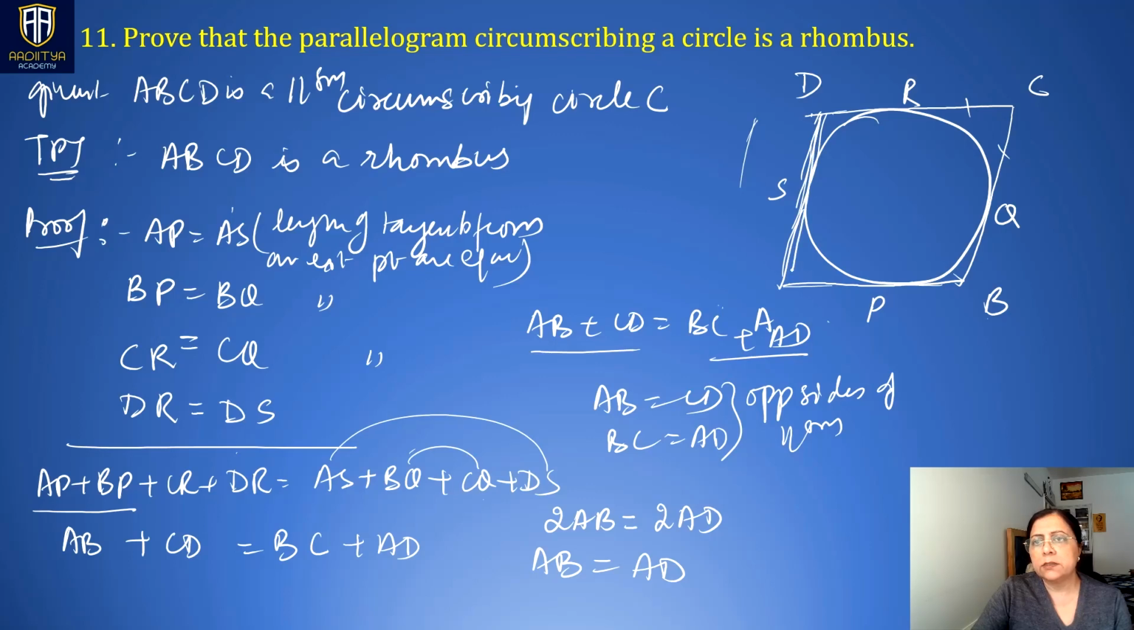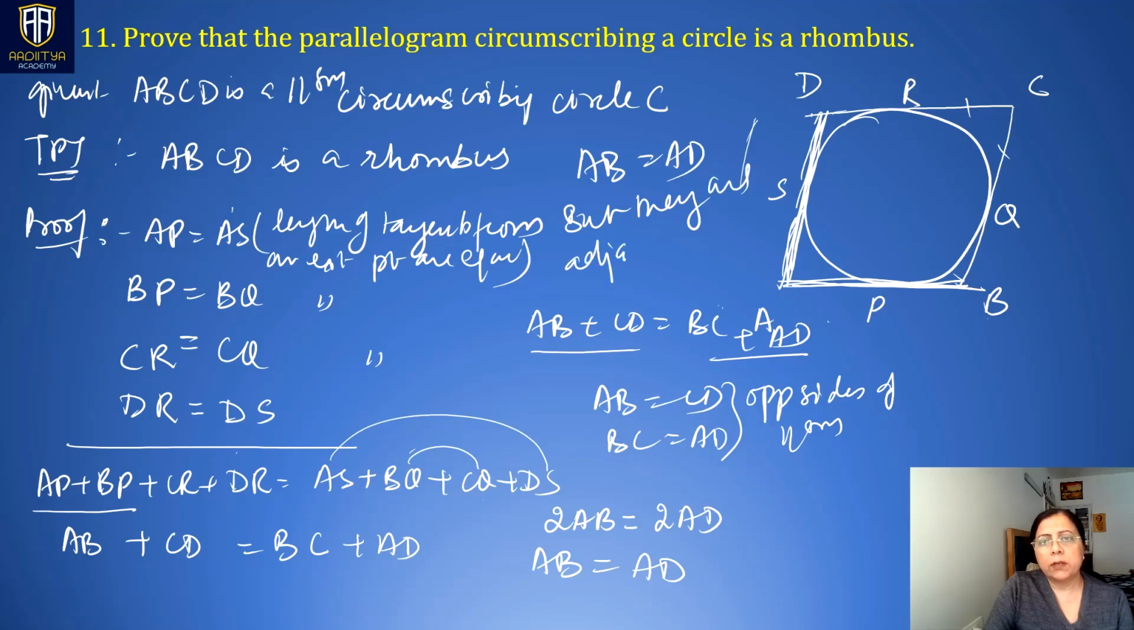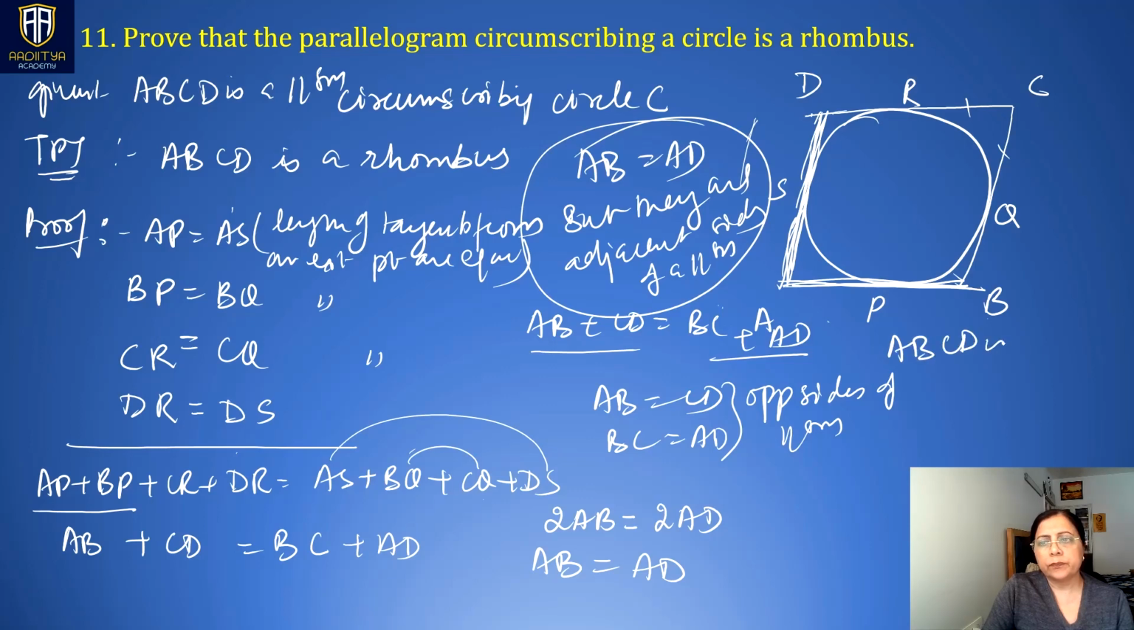See, this is AD and this is AB. Now what we have got? These are adjacent sides of a parallelogram. AB is equal to AD, but they are adjacent sides of a parallelogram. And if they are equal, we can say that ABCD is a rhombus. ABCD is a rhombus, because when the adjacent sides of a parallelogram are equal, it is called a rhombus.